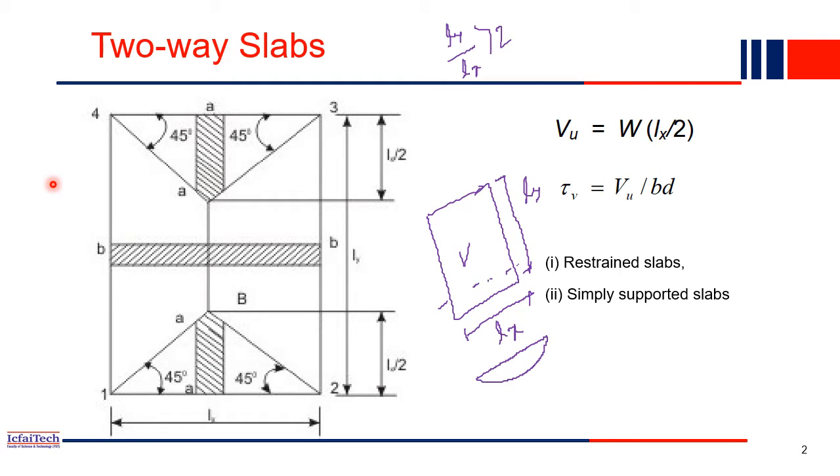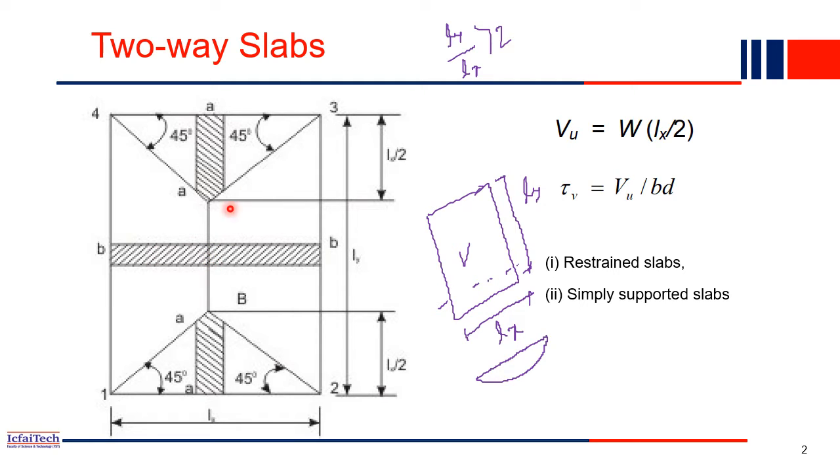Now, the design shear strength of concrete. How much will be the shear strength of the concrete? If you see this figure, I have considered two strips. One is the AA strip you can see, and another is the BB strip. The AA strip is along the y-axis, whereas the BB strip is along the x-axis.